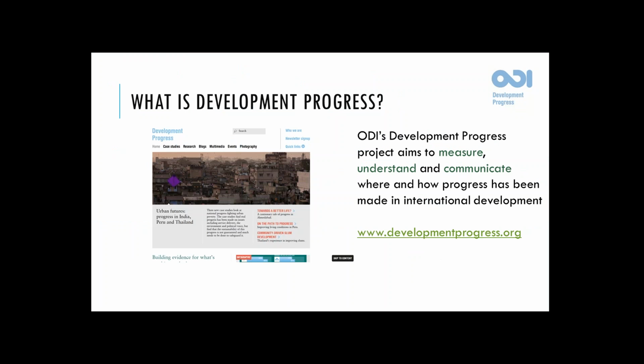So I'm going to start just by telling you a little bit more about Development Progress as a project, because that will hopefully contextualize some of the infographics we've produced and also give you a bit more of an idea about why we've produced them and the audiences that we've been aiming to reach through them. So ODI is an independent think tank. We focus on international development and humanitarian issues. And Development Progress is a flagship project at the Institute.